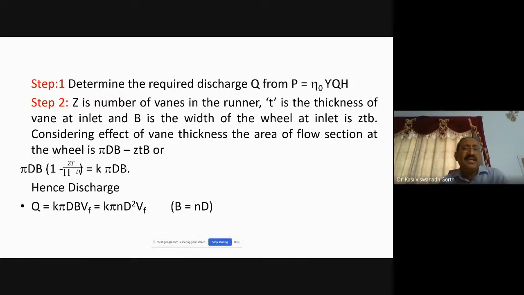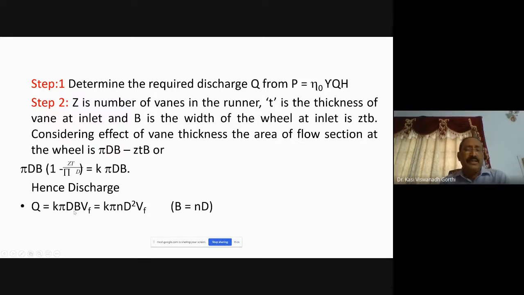Hence, the discharge would be equal to area of flow multiplied by velocity of flow. So K pi dB is the area multiplied by the velocity component Vf, flow component of the velocity Vf. So K pi dB into Vf is the discharge.